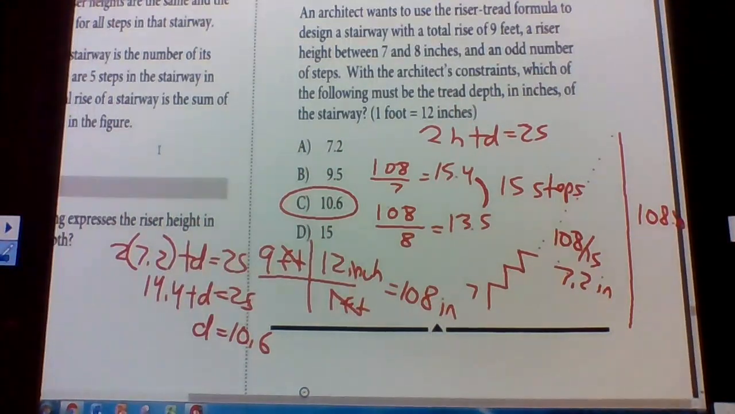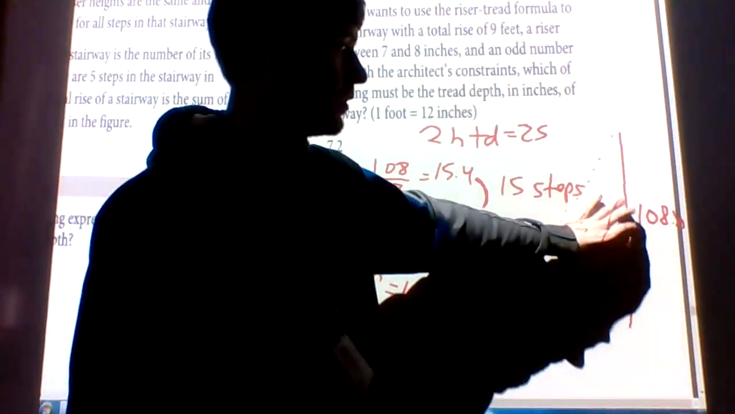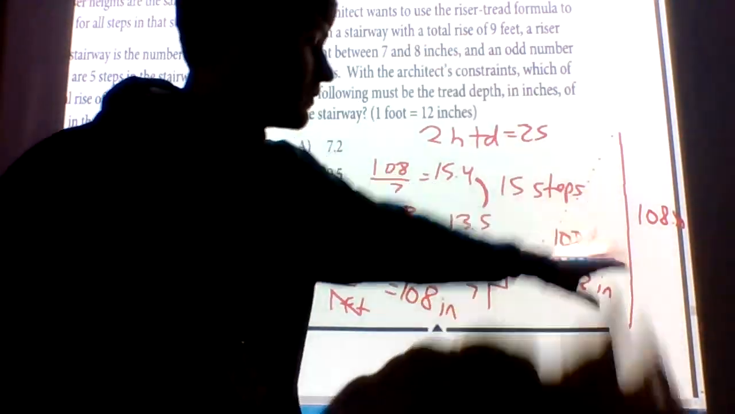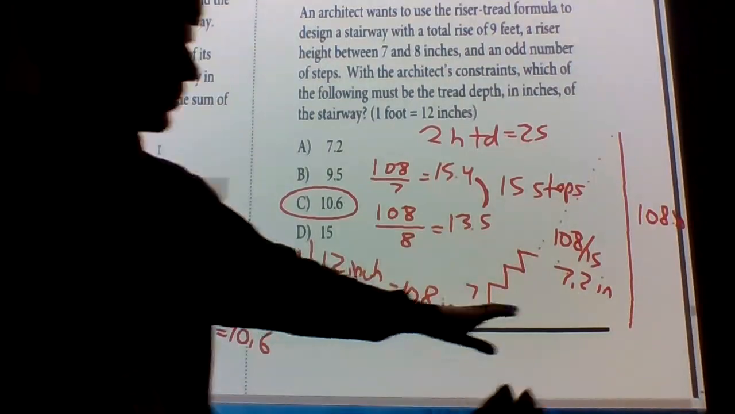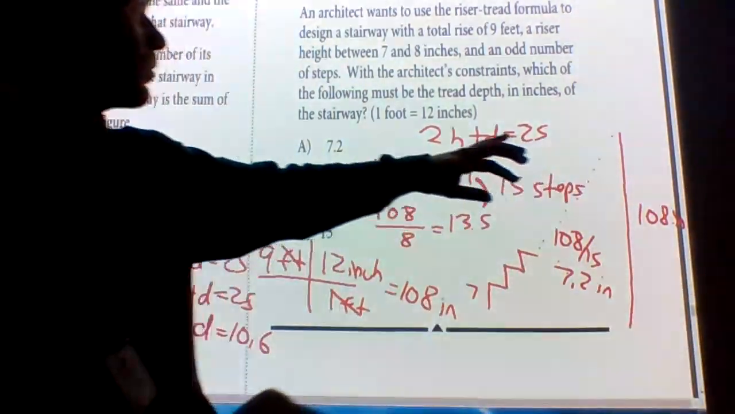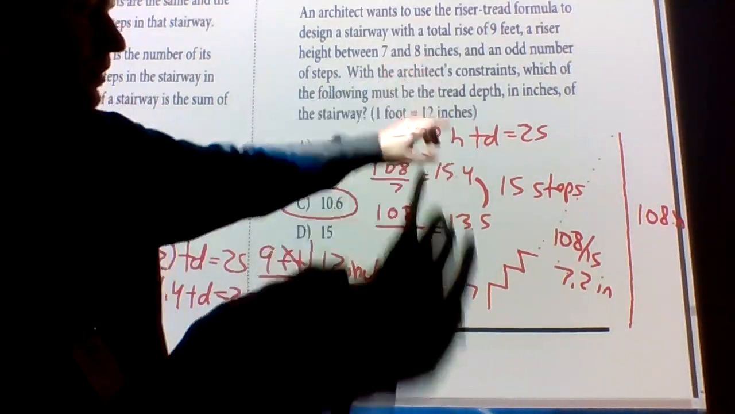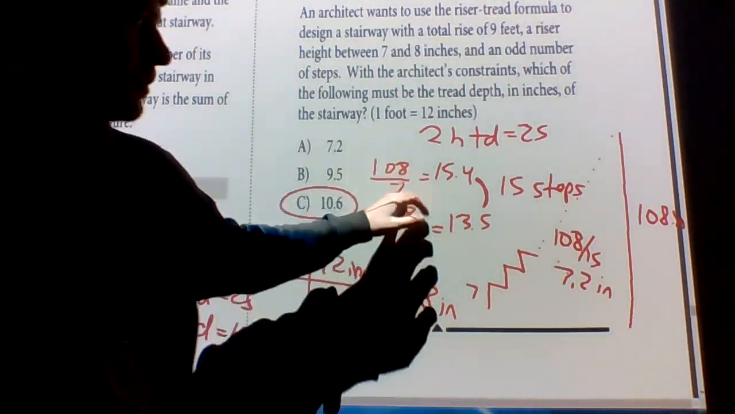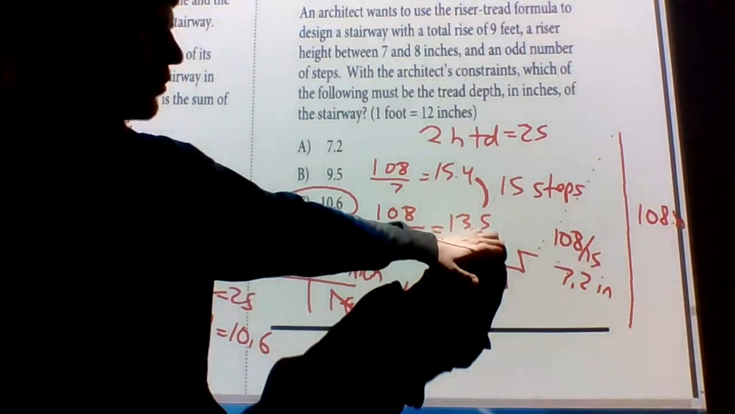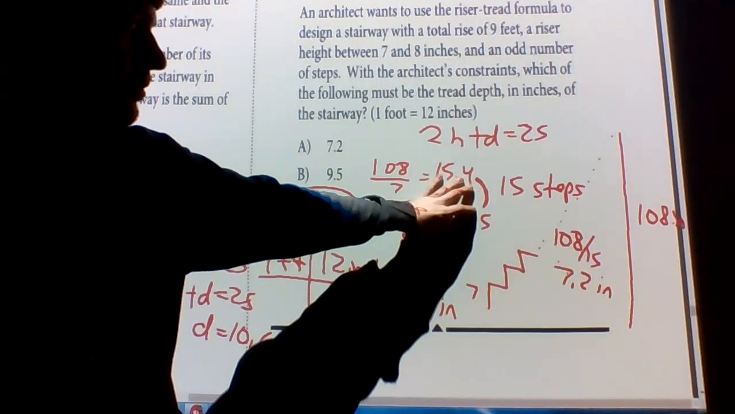Yep. Okay, so you first needed to figure out the height, how many steps it had. To figure that out, you knew the total height was 9 feet. 9 feet is the same as 108 inches, so we have a total height of our staircase of 108 inches. We know the riser height is going to be between 7 and 8. So we divided 108 by 7, that would be 15.4 steps. 108 by 8, that's 13.5 steps. You have to have a whole number of steps, right? You can't have decimals here.